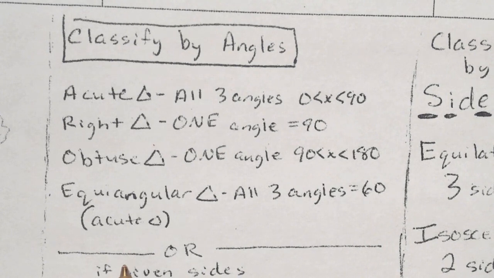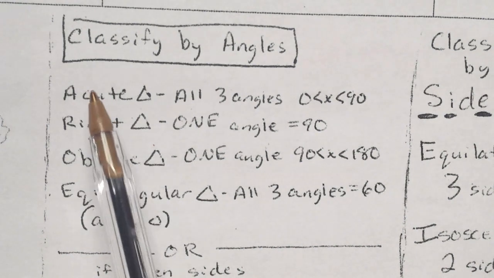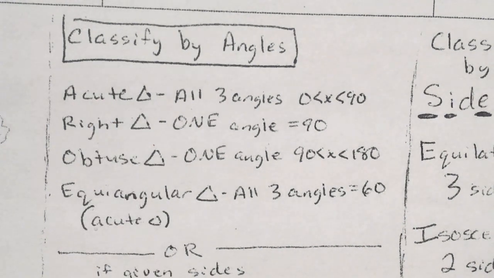So technically, this is an acute triangle, but the better word for this is equal angular. So like a square technically is a rectangle, but a better word for that would be a square. So yes, this is an acute triangle, but the better word for this is equal angular.